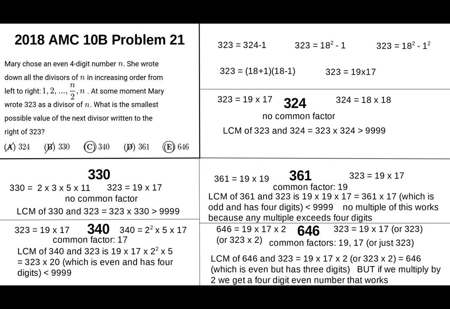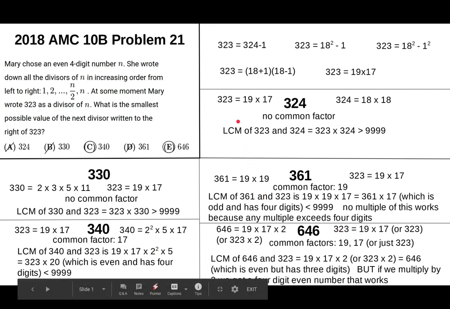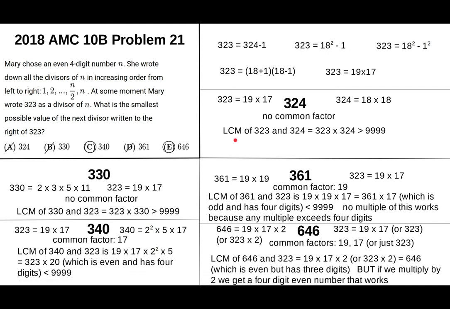Because, as I said earlier, we don't have to find only the LCM. We can just find a common multiple. So if we multiply by 2, we get a 4-digit even number that works. But we already got the answer earlier. We just wanted to try out the rest because it's interesting. But the answer is already just C.